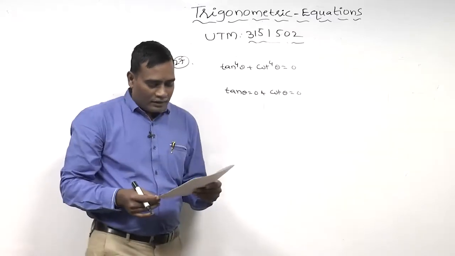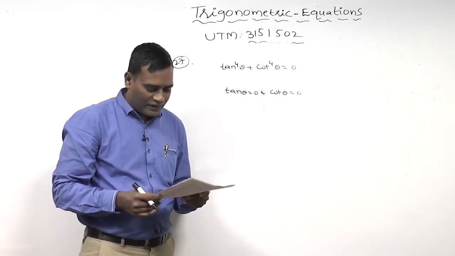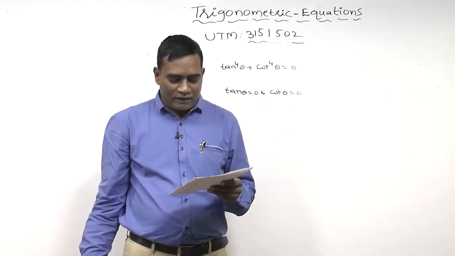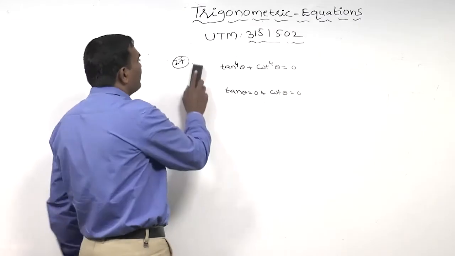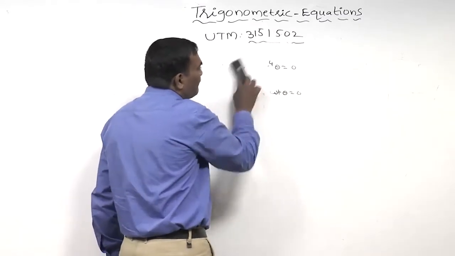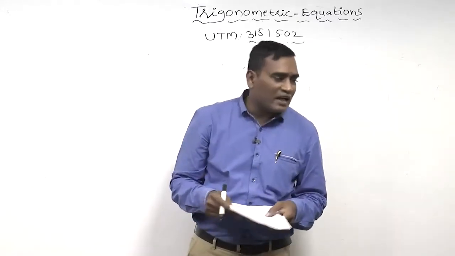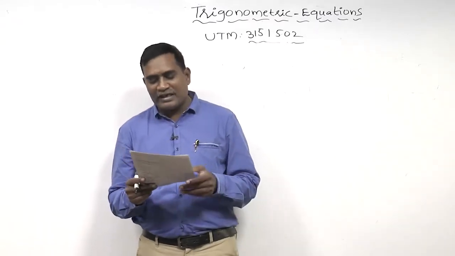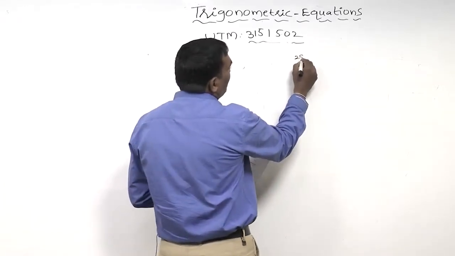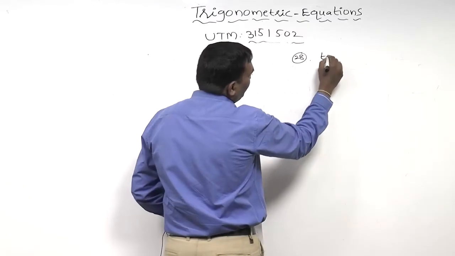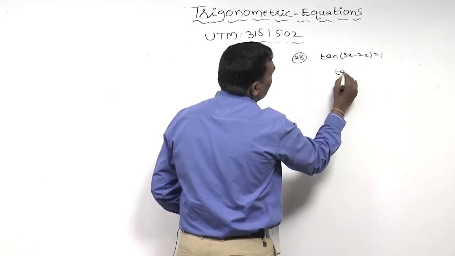Okay. Next one is the set of values of x for which tan 3x minus tan 2x by 1 plus tan 3x into tan 2x is equal to 2. It is in the form of tan a minus tan b by 1 plus tan a into tan b. Tan a minus tan b by 1 plus tan a tan b is what? Tan of a minus b. Here, tan of 3x minus 2x is equal to 1. So, tan x is equal to 1.